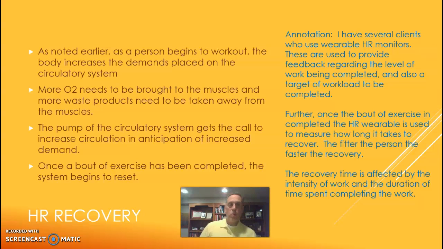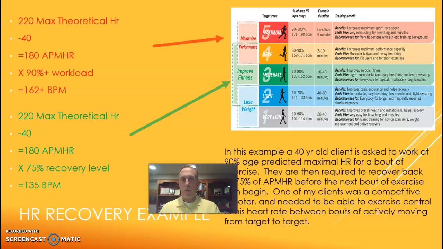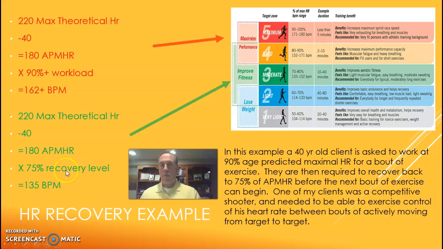So when we do this, it's a wonderful tool that's used to help kind of measure that recovery, but it's also a tool to kind of balance that out. So if we take this a step further and we look at this example, we go with our 40-year-old from earlier, we know they're 180 beats per minute for their age predicted. And if we take them at a 90% workload, that's going to put them up in the red here. Well, it's going to be 162 beats per minute. They work out, they get done with that bout of exercise, they hit their 162, we hold them there maybe for a minute or as long as they can tolerate, and then we recover them back to 75% recovery level, which will put them back in the green, or 135 beats per minute.